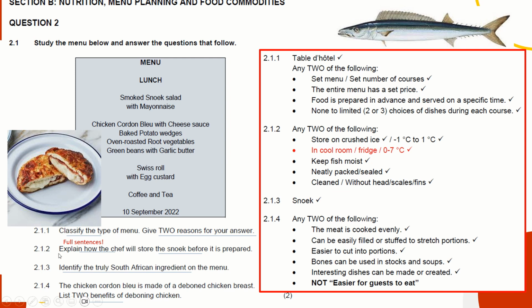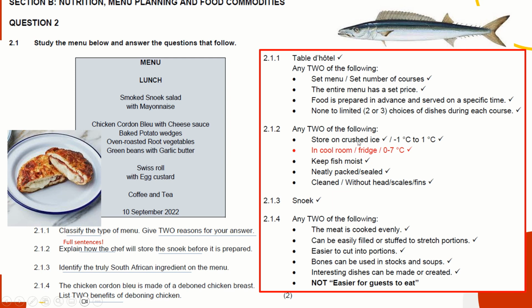Question 2.1.2. Explain how the chef will store the snoek before it is prepared. Now, to explain, you need to write full sentences. You can't just write down one word. The marker can't read your mind. So please make sure that you do make use of full sentences.